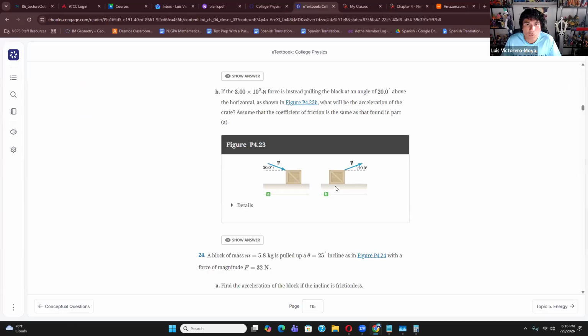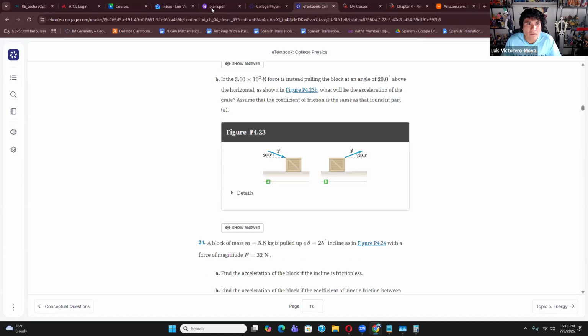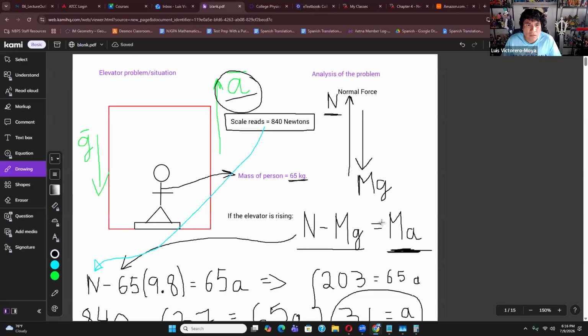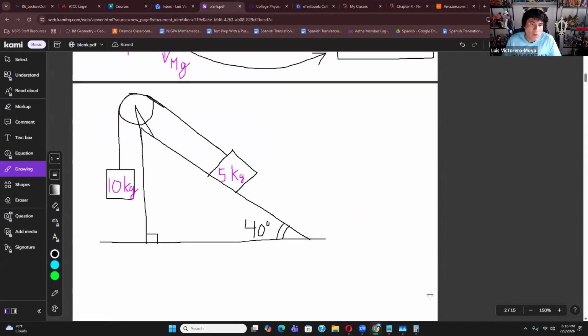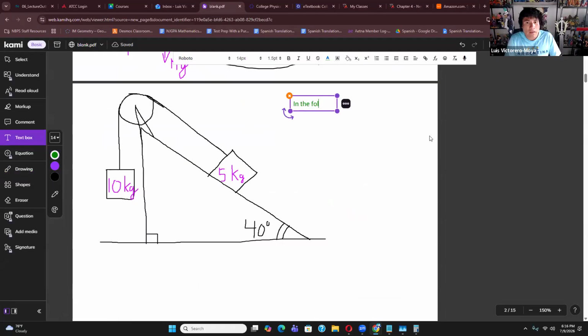let me show you. I have the drawing here, from the book. They give you a pulley with masses, right? One on an inclined plane, one hanging like this, and they're asking you to find, in the following system, the value of the acceleration and the tension on the rope.